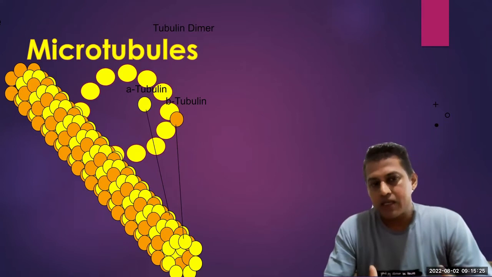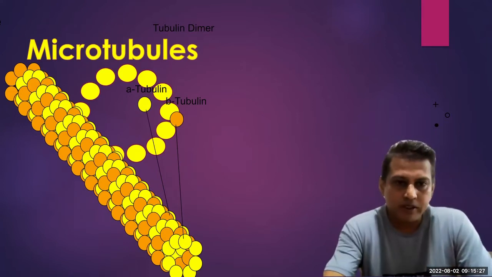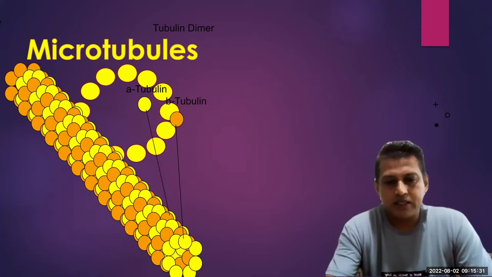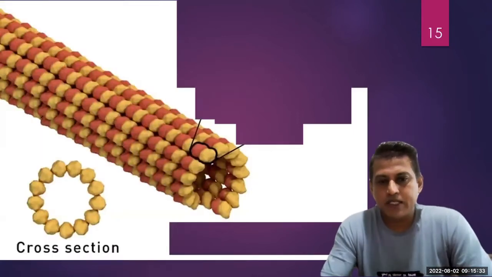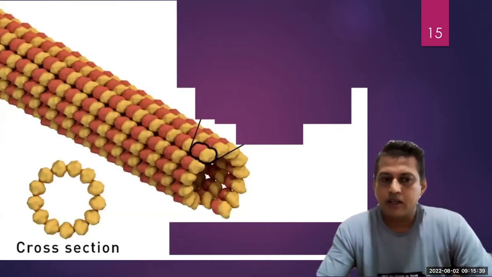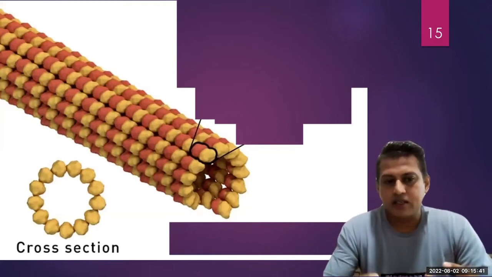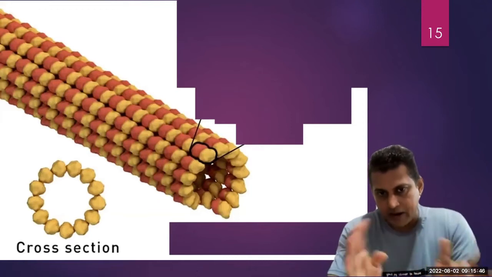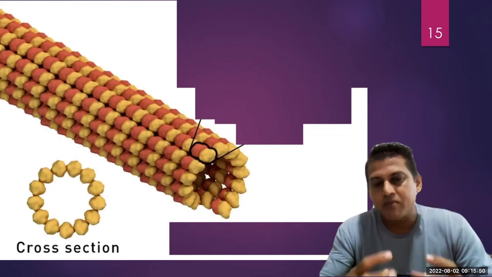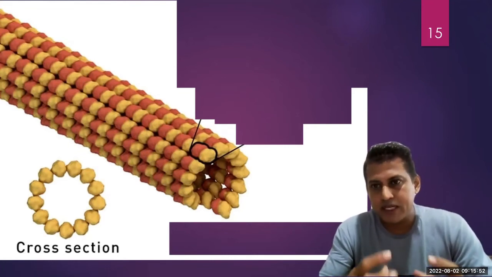So what is in the middle then? Now you look at this picture, the middle is empty. Yes, usually the middle is empty like this. In this 3D picture, you can see the cross-section with 13 subunits, 13 tubulin proteins, and then it creates this pipe-like structure. So the middle is empty, right?